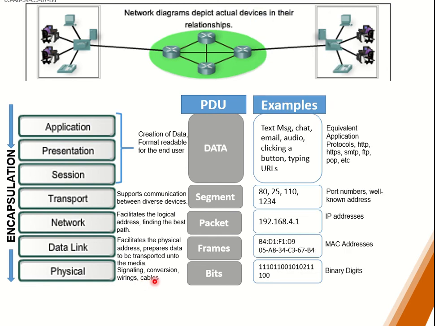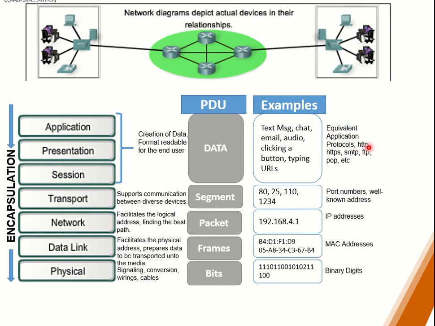Alright? So, examples: what happens before we end, what happens once it is at the physical layer. Examples of data at the data part: at the application part, you text, you chat, you email, you use audio, you click a button, you type URLs. These are examples of the activities or services that this network offers us, right? Sometimes you use all of them together, right? And again, as mentioned in the previous chapter, all these activities or services are equivalent to protocols.